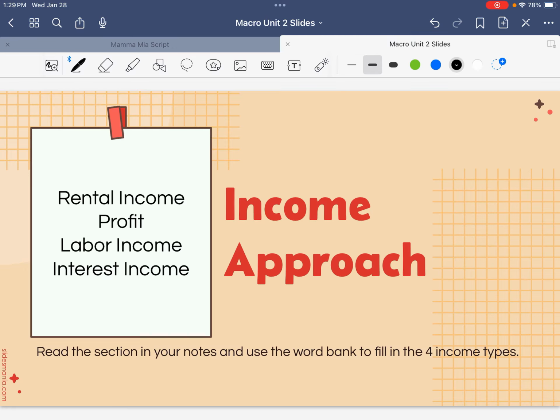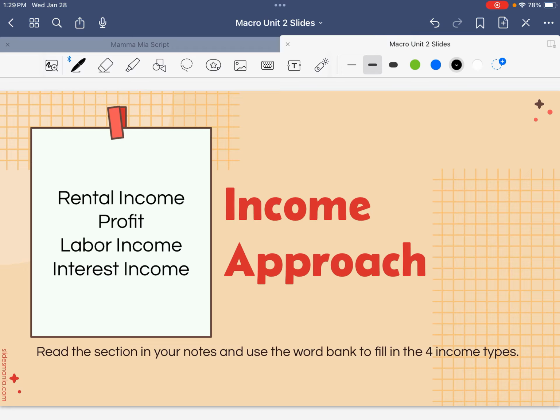So the income approach is all about the circular flow. When things were going into the factor resource market and into the product market and out of those markets, the businesses were paying the households for their labor, for their property.